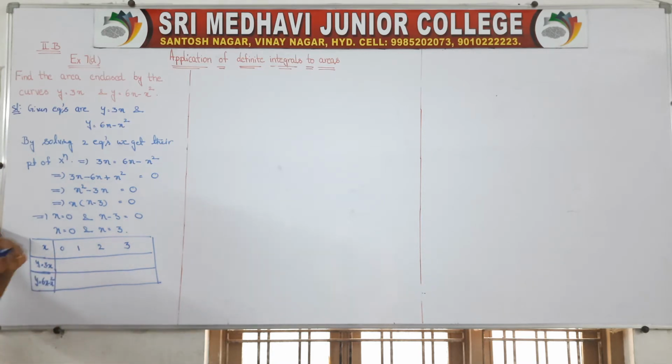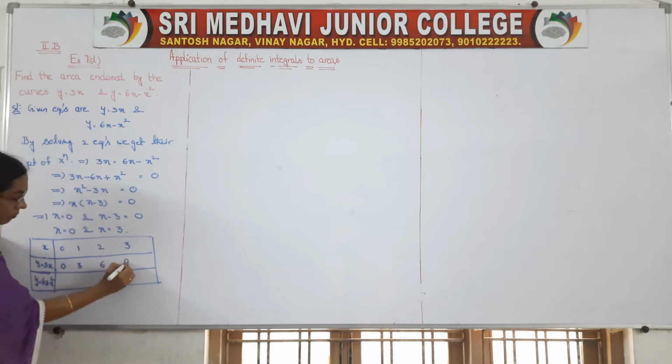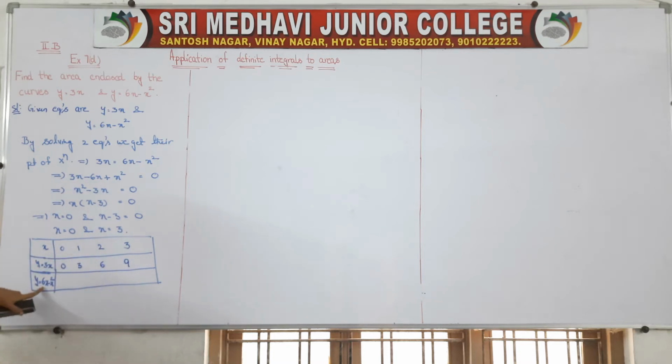So come on, first you substitute your x values in this y equation. 3 into 0 is 0. 3 into 1 is 3. 3 into 2, right? 3 into x, x is 2, so 3 twos are 6. x is 3, 3 threes are 9. Okay, so next come to this one.